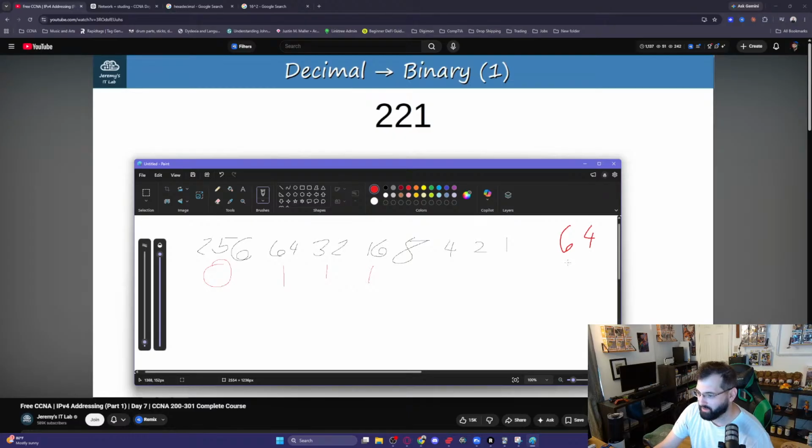Okay, 64 plus 32 plus 16. I feel pretty good about those numbers. I also feel good about 8 as well. This is an 8. So 4 and 6 is 10. 10 plus 2 is 12. 12 plus 8 is 20. 1 plus 3 is 4. 4 plus 6 is 10. 10 is 12. Did I do this right?